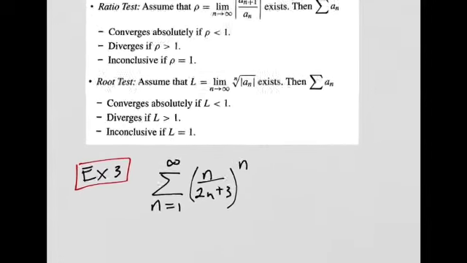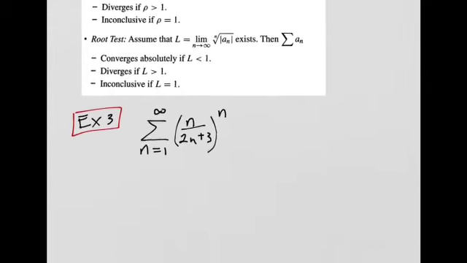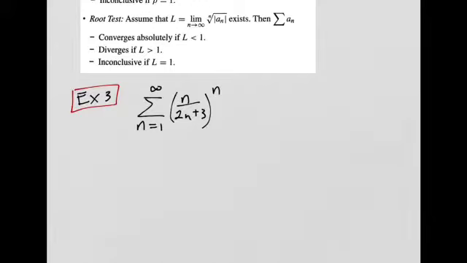The way I remember these is, well, if that limit is greater than 1, that means this thing is getting bigger and bigger and bigger. So if you add up a bunch of things that are getting larger and larger, well, yeah, of course it's going to diverge. And if it's smaller than 1, it's kind of just like the geometric series. And then if it's equal to 1, we don't know. Hopefully you can remember that. But here, let's practice using the root test.